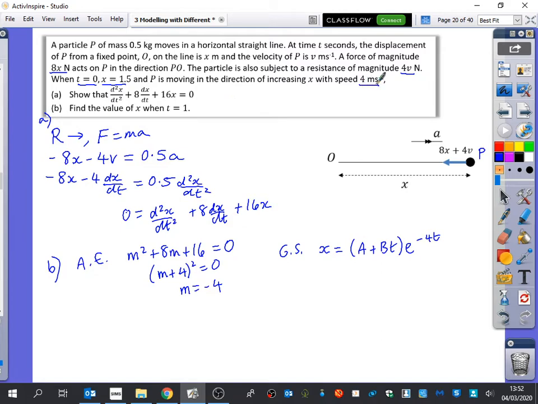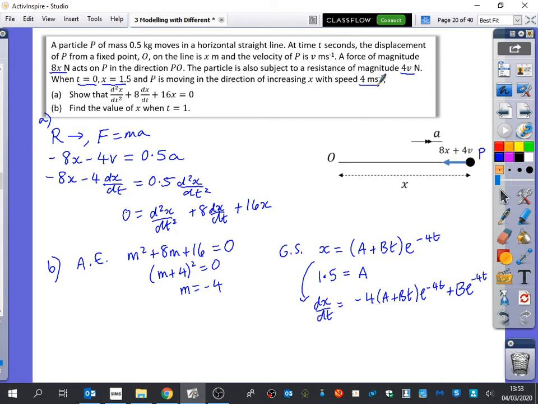So I'll sub in 1.5 and t equals 0, which is just 1.5 equals a. What do I do to find out how to use this bit? Okay, so I'll differentiate it. dx/dt is equal to, let's differentiate this, minus 4 times (a plus bt) e to the minus 4t, then plus b e to the minus 4t. It's the product rule.